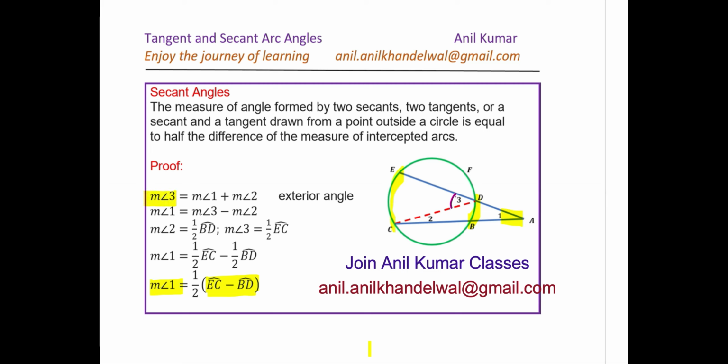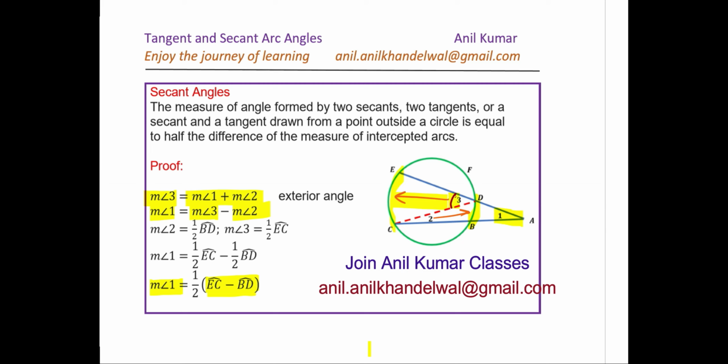Therefore, we'll begin with angle 3 equals the measurement of angle 1 plus the measurement of angle 2. But what we want is angle 1 outside at A. Angle 1 is the difference of angle 3 and 2. Now each angle here can be represented with the help of the arc, right? As we can see, angle 3 is half of the arc CE and angle 2 is half the arc BD. And substituting these, we get our formula. Is that clear to you?